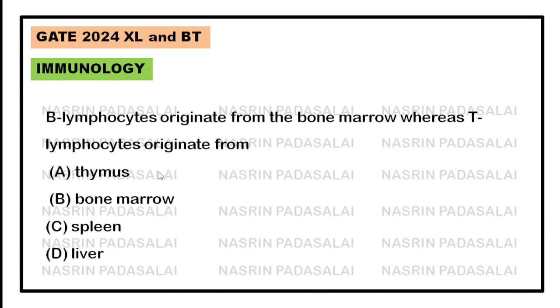Next, B lymphocytes originate from bone marrow, whereas T lymphocytes also originate from bone marrow only. The only difference is that T lymphocytes, after originating from the bone marrow, need to travel to the thymus for their complete development. Whereas B lymphocytes originate from the bone marrow and also develop in the bone marrow itself. So you need to read the question correctly, because many students lose marks by making these kinds of silly mistakes. That's what I'm telling you.